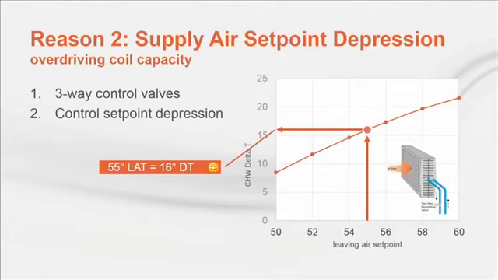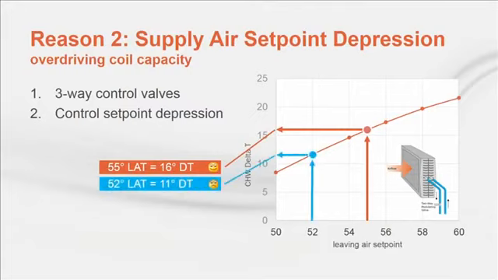But what happens if the operator turns the set point down to 52 degrees in response to an occupant complaint? It requires much more flow for the coil to make that condition, and the delta T drops to just over 11 degrees. Heck, it's going to be hot tomorrow, so I think I'll turn the supply air set point down to 50 degrees to make sure I don't have any complaints then.